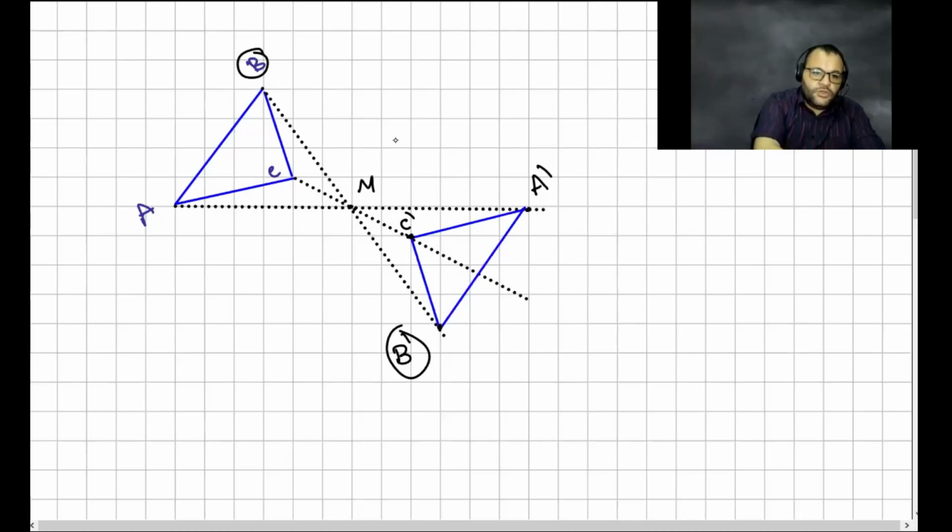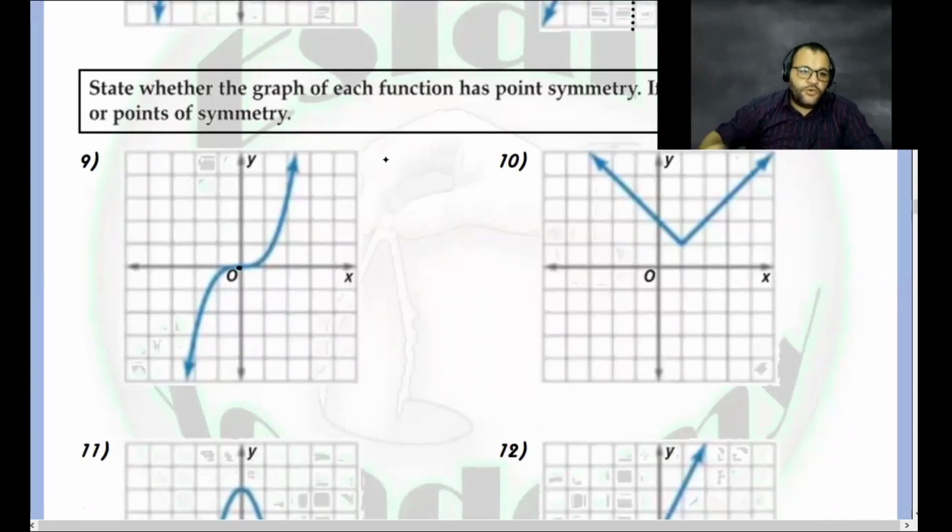So for number 9, we need to find if there is a point of symmetry. Just 1 minute. If the point M is called the point of symmetry of the shape, now we need to find if there is a point of symmetry here for this shape or not. Yes, it does. We have the origin, 0 and 0. Because if I choose any point here and go through the origin point, I will find an image.